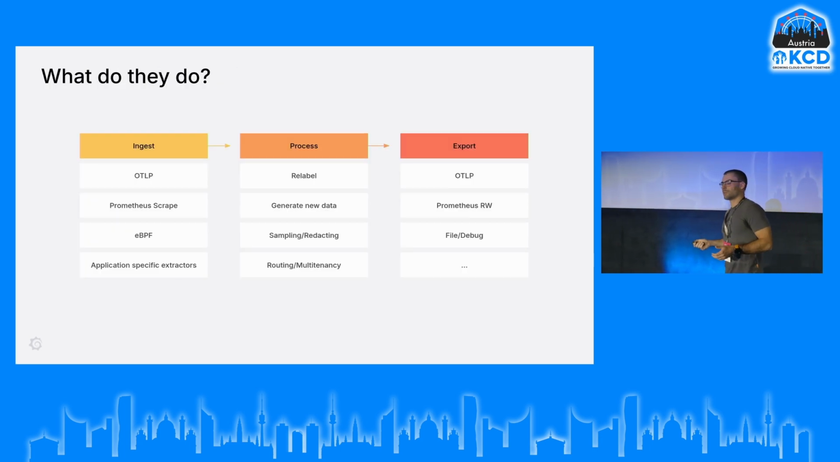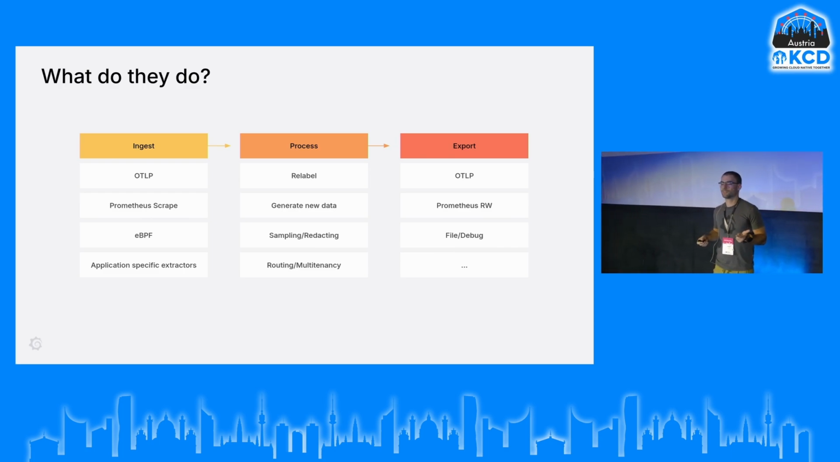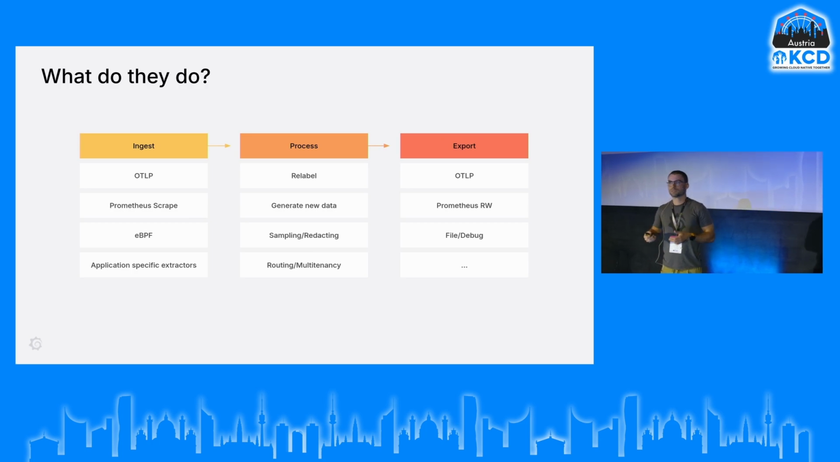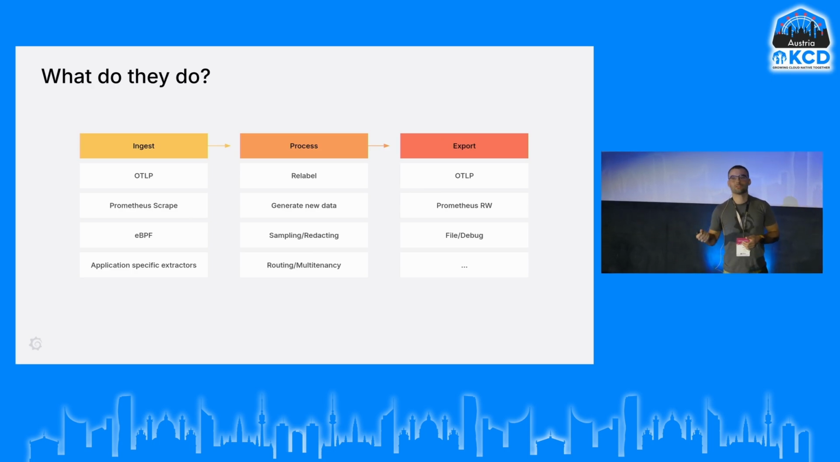Now, an agent or collector basically does three things. It ingests your data, it processes the data, and then it exports that data again. For ingestion, as I said, you can either push to the collector directly or have it scrape your application endpoint. But you're not limited to those two data ingestion methods. You can also have the collector do eBPF processing itself, where it can get metrics from the host machine through the kernel. You can also have application-specific extractors.